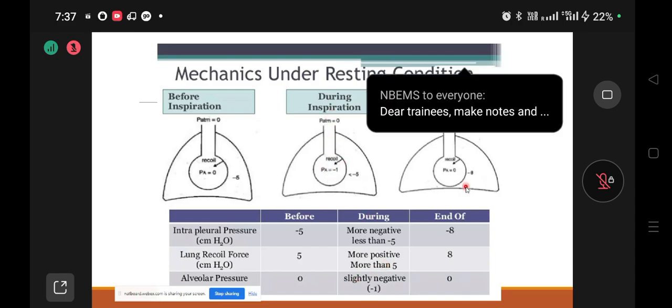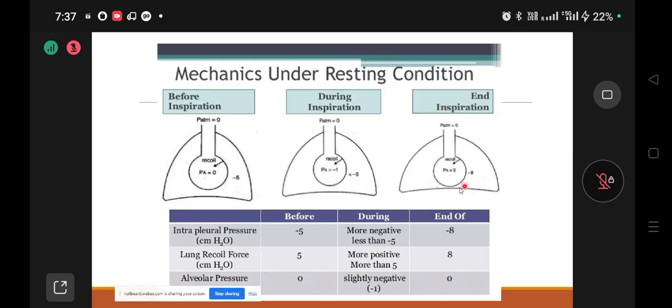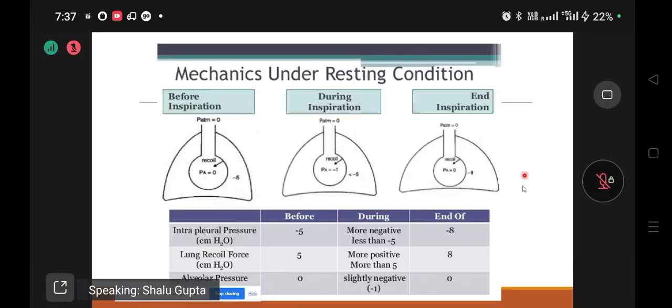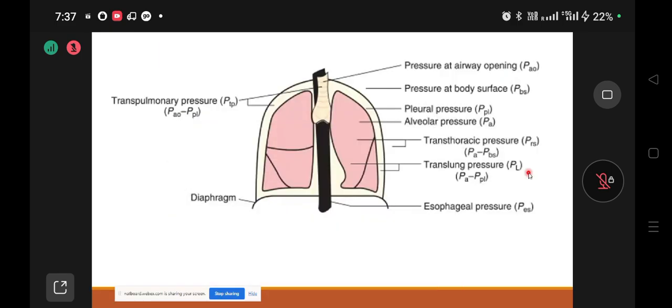And at the end of inspiration, when expiration is about to occur, again both these pressures almost equalize, and the lung wall recoils, and whatever air has come inside is just expelled out. So this is what normally happens, and this is possibly why I'm telling you, because this is what we would be simulating by using a ventilator.